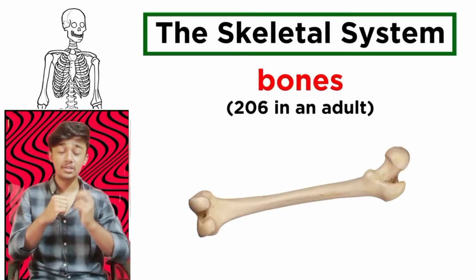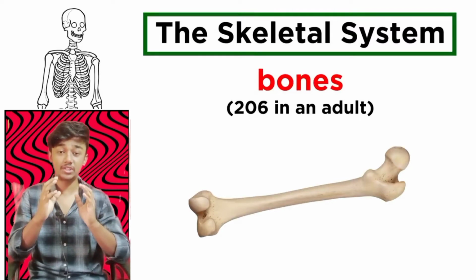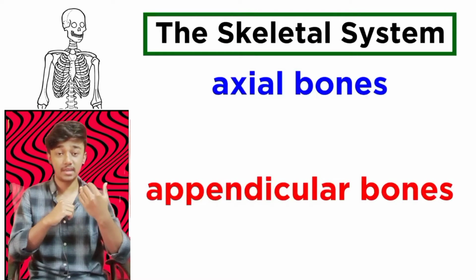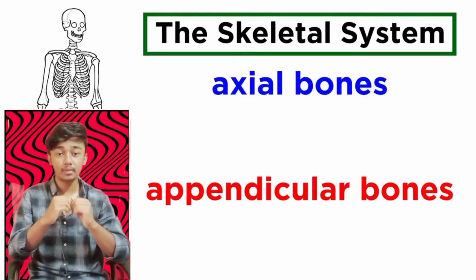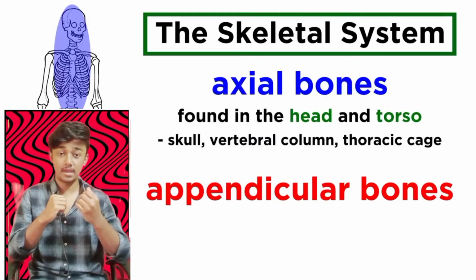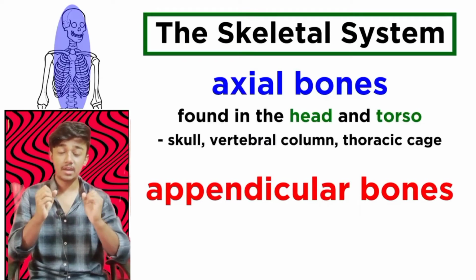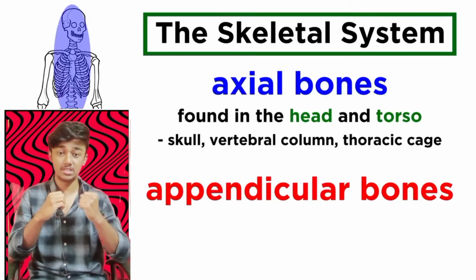There are mainly two sections in the human skeleton. The first one is the axial bones and the second one is known as appendicular bones. If we talk about the axial bones, these are mainly found in the head and torso. These are mainly made of skull, vertebral column and thoracic cage.